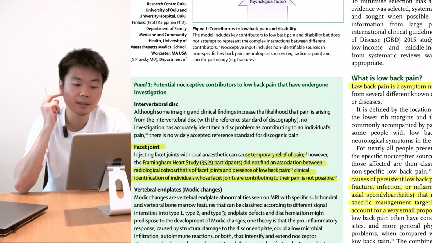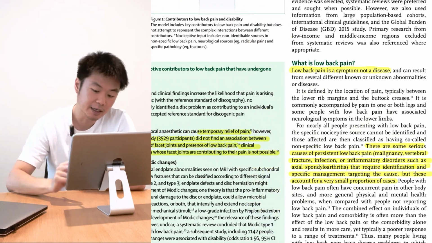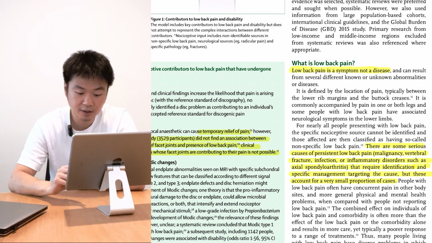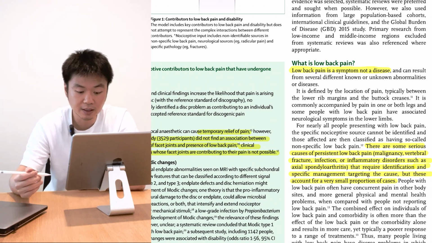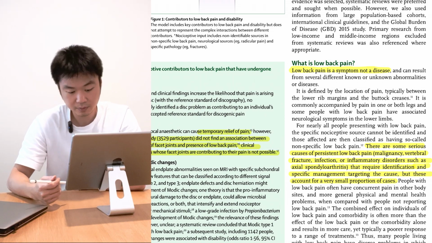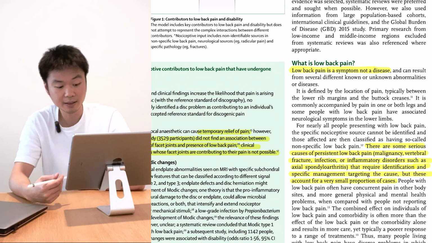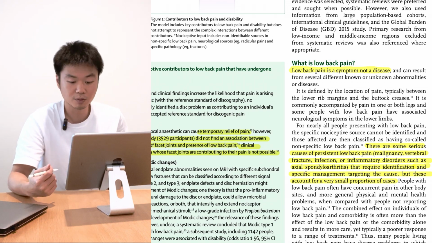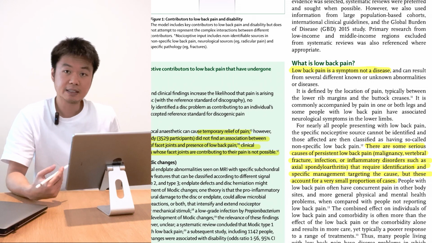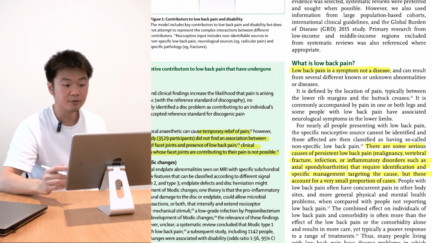So what is low back pain? Low back pain is a symptom, not a disease. There are some serious causes of persistent low back pain, like fracture, infection, or inflammatory disorder like spondyloarthritis, that require identification and specific management targeting the cause. But again, this accounts for a very small proportion of cases. Like I said, the study says it's less than 1%, okay?